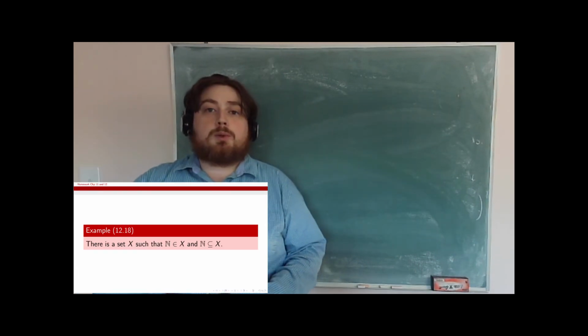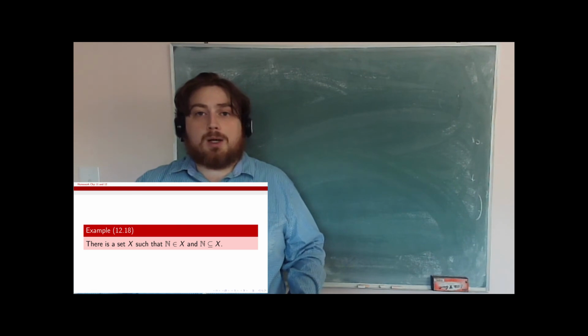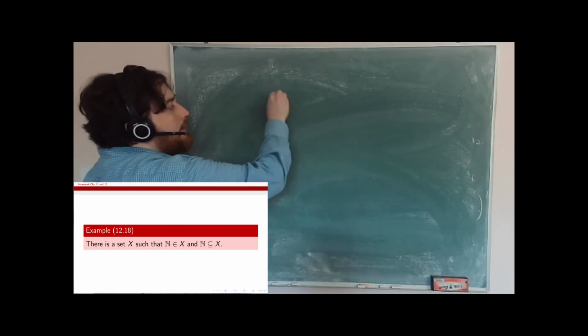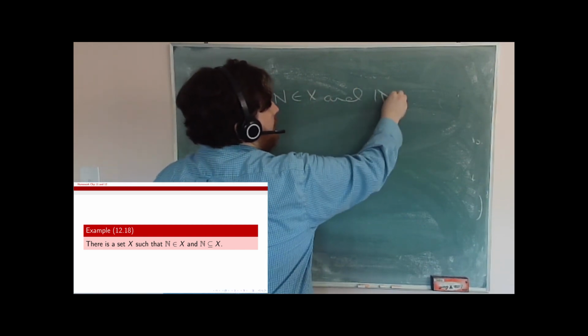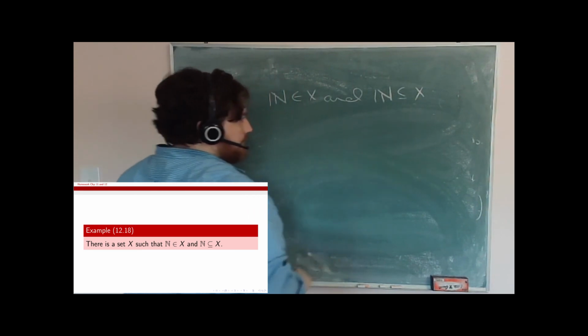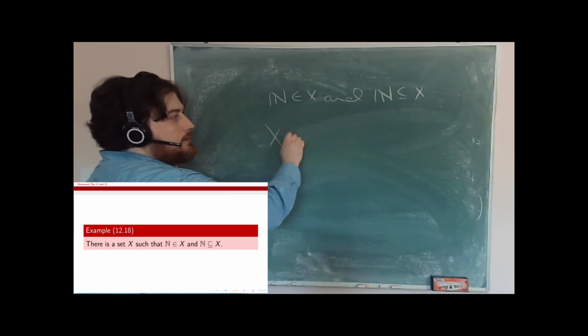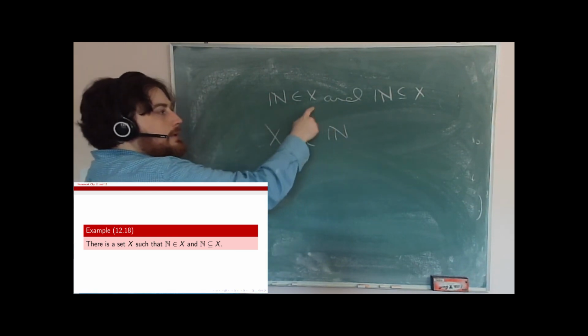For our last homework problem, we want to do an existence proof. That is, we want to find an x that satisfies the given properties. And that is, we want to find an x such that N is both an element of x and N is a subset of x. Well, in order to do this, I'm just going to start by asking, what should x look like? If I list the elements out, N has to be in there because I want N to be an element.